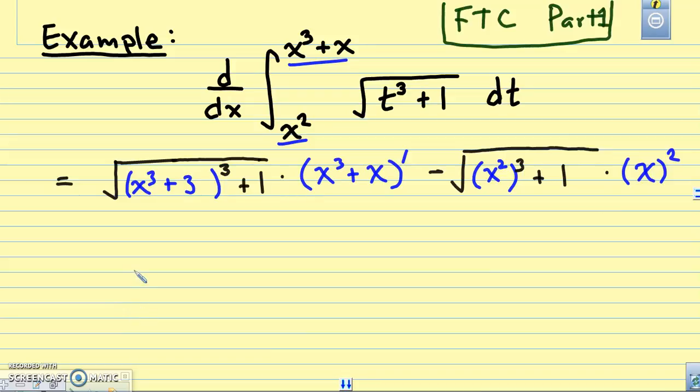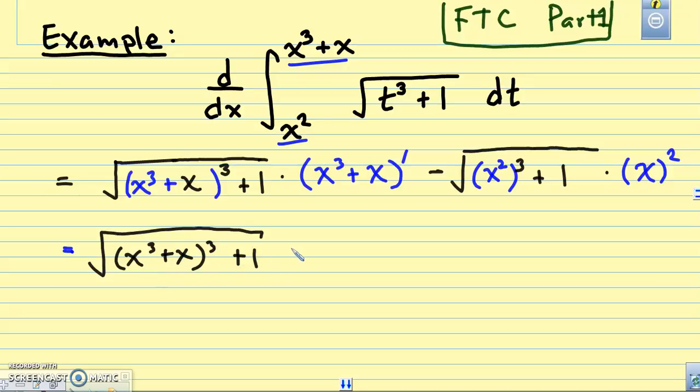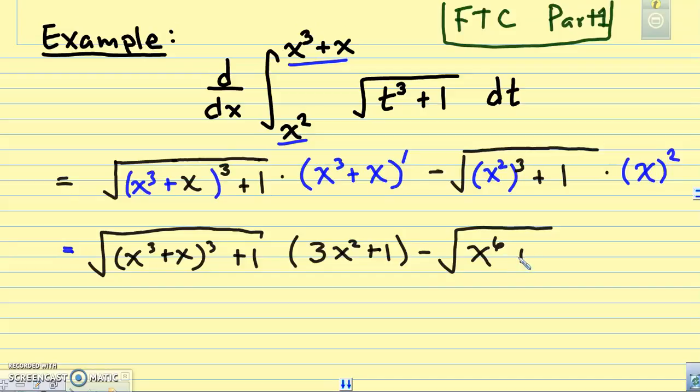Okay, and for the final answer, let's just keep it simple. It'll just be x cubed plus, whoops, that was supposed to be an x here. I messed up. So x cubed plus x cubed plus 1 times 3x squared plus 1 minus, we don't keep that like that, or just write x to the 6 plus 1 times 2x. That would be your final answer.